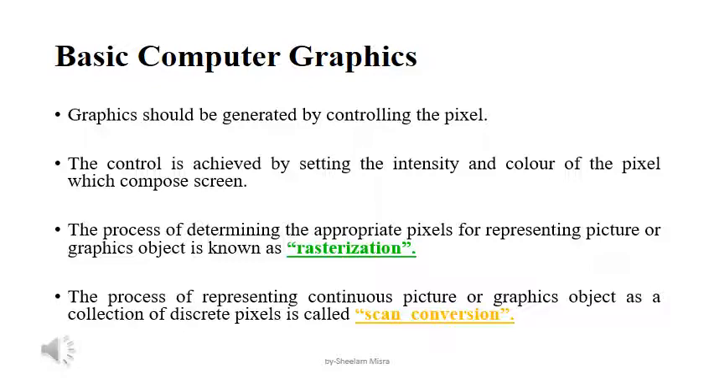Here are two important terms, rasterization and scan conversion. The process of determining the approximate pixels for representing a picture or graphics object is known as rasterization. The process of representing a continuous picture or graphics object as a collection of discrete pixels is called scan conversion.